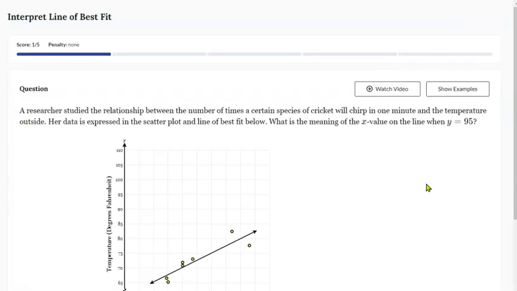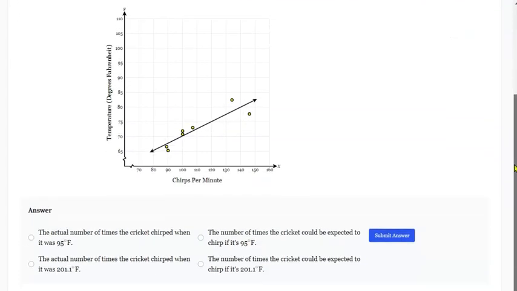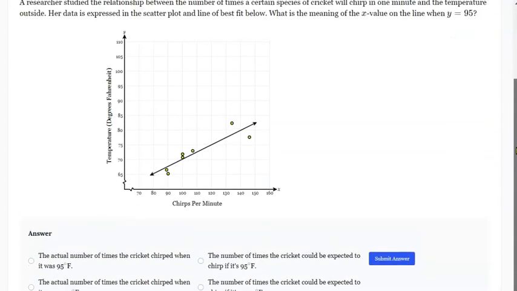Let's try another one. So in this one, they're plotting the times the species of cricket will chirp in 1 minute, depending on the temperature. So they're asking us, what is the meaning of the x value when y is 95? What is the meaning of the x value, so what does this mean, when y is 95?